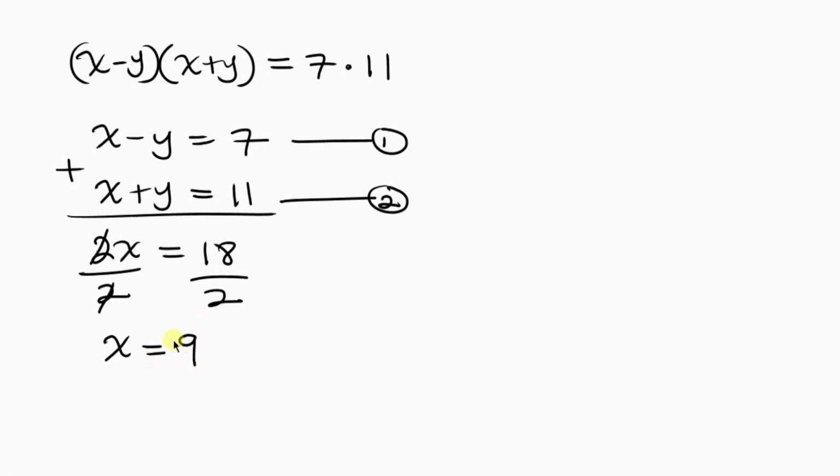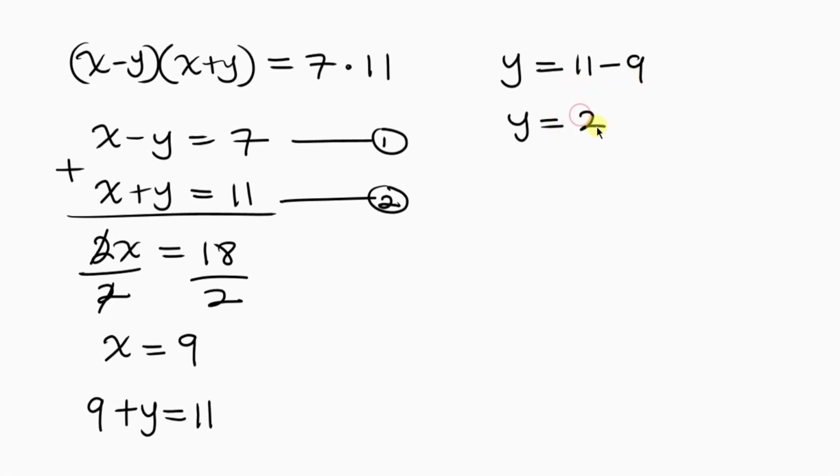Now let's put this value of x in equation 2. In equation 2, we have x, which is 9, plus y equal to 11. Now let's collect like terms. So we have y equal to 11, and as 9 crosses to the right, it becomes minus 9. So y becomes 11 minus 9, which is equal to 2. So we've got the second pair of values of x and y: when x is 9, y is 2. That is it.